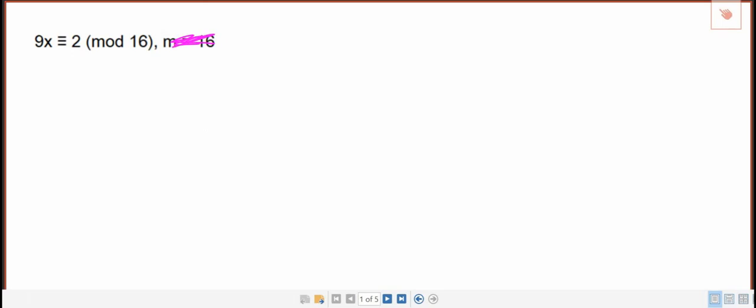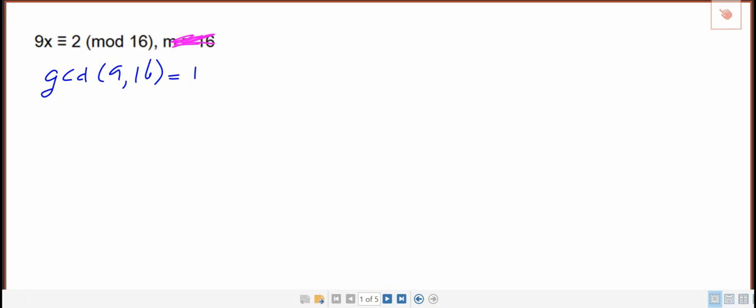So, the first step in any of this stuff is to figure out, okay, well, what's the greatest common divisor? So the greatest common divisor for 9 and 16 is 1. Now this actually means I've got two different ways I could solve this, so I'm going to go through both of them just to give you an example of both ways. If the greatest common divisor is 1, that means 9 has an inverse mod 16.